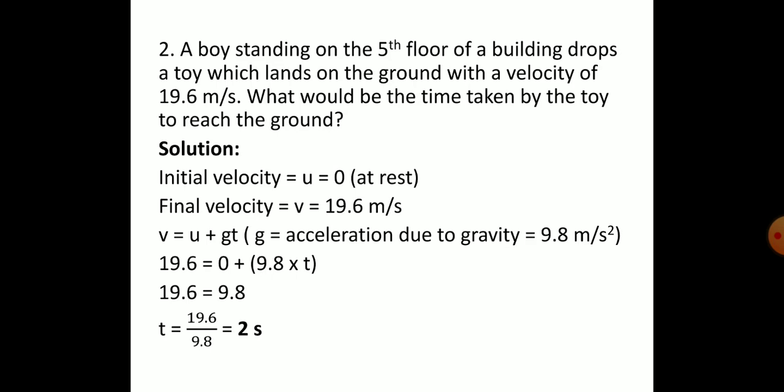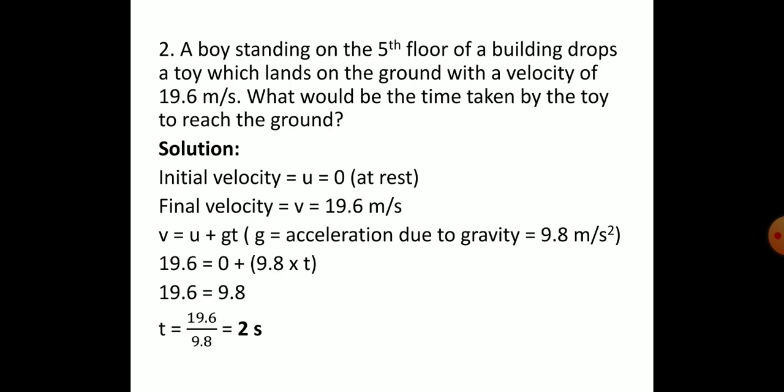A boy standing on the 5th floor of the building drops a toy on the ground with a velocity of 19.6 meter per second. What would be the time taken by the toy to reach the ground? So what is the initial velocity? 0, because he is going to throw from the rest position. So initial velocity will become 0.